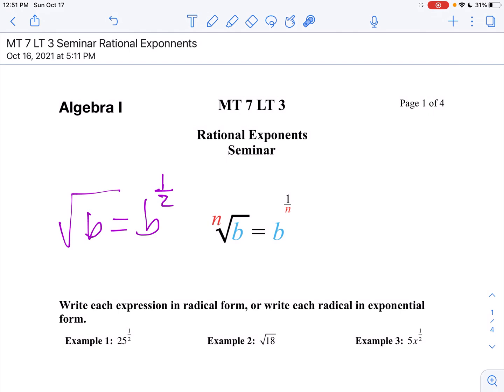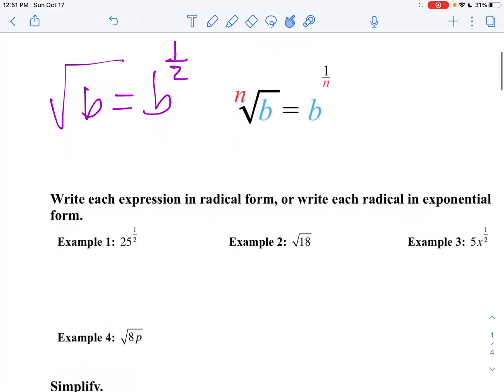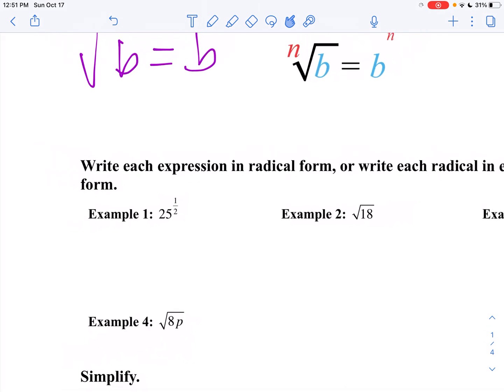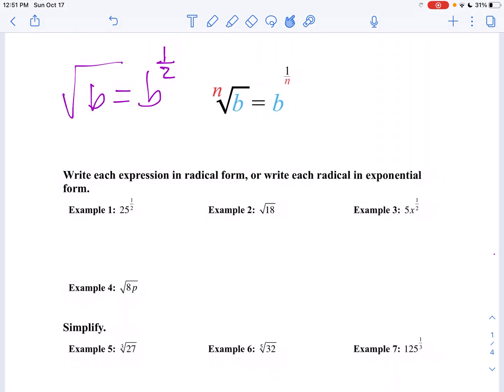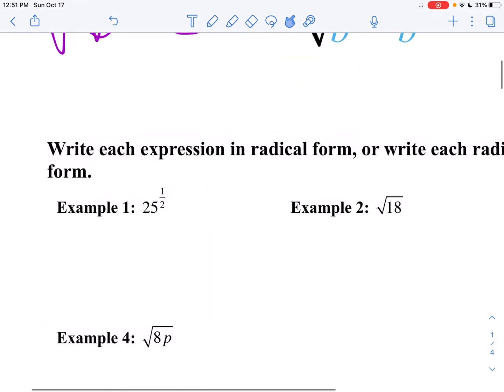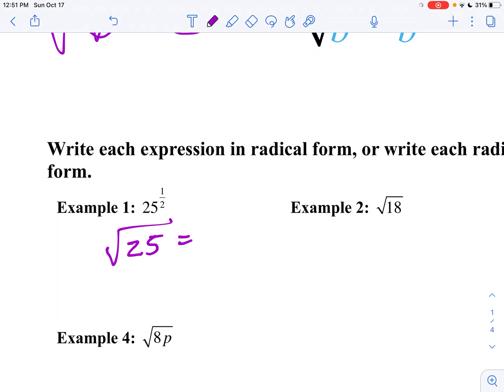So on these examples here, I'm going to write each expression in radical form, or write it in exponential form if it's already in radical form. So if I take a look at 1, here's what I'm talking about. My index is 2, so I don't write it. It's just the square root of 25. That's the answer. I could simplify this to 5. That's all you have to do. Let's take a look at the square root of 18. So I'm going to write 18. The index is 2, so I'll say 1 over 2, 18 to the 1/2 power.